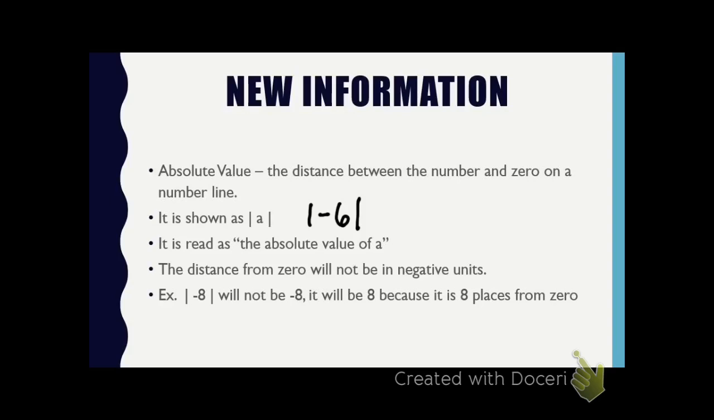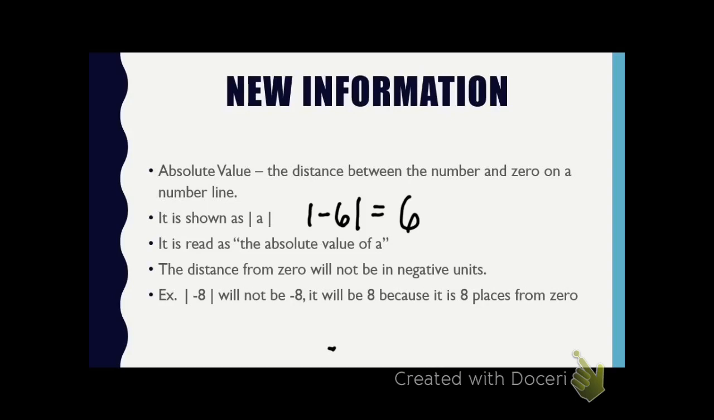All right, the distance from zero will not be in negative units. You say, but I'm dealing with a negative number. That doesn't matter. It's how many places is it from zero, and the units will never be negative. So are you 6 places from zero? Even if you're to the left, it doesn't matter. Are you 6 places from zero? Then the absolute value of -6 is 6, because it is 6 places from zero.